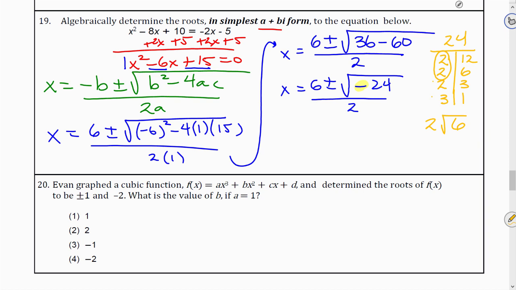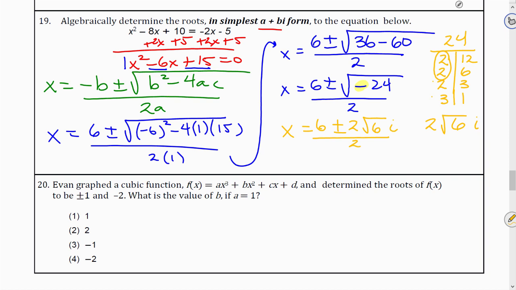Now the square root of negative 1 is i, and so the square root of negative 24 is 2 root 6 i. So plugging that in, I get x equals 6 plus or minus 2 root 6 i over 2.